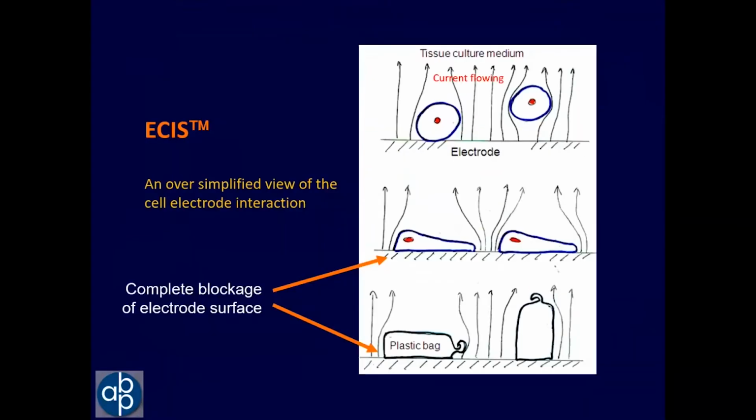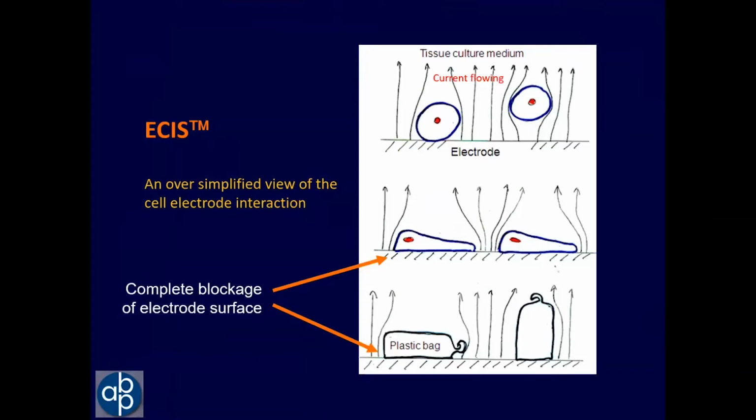Now, why do we see these changes? Here's an oversimplification, where we see the cells, cartoon versions of course, coming down on an electrode that's carrying current. The current, of course, is being carried by ions in the solution from the electrolytes in the tissue culture medium. Here we're suggesting that the cells come down and actually blanket the electrode.